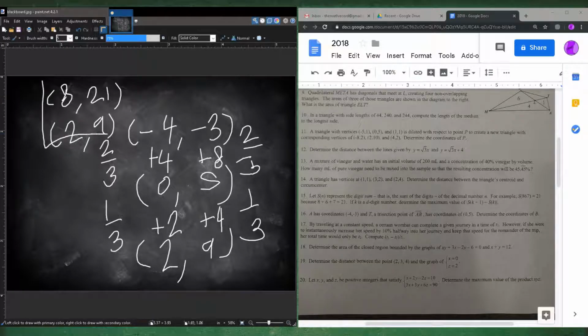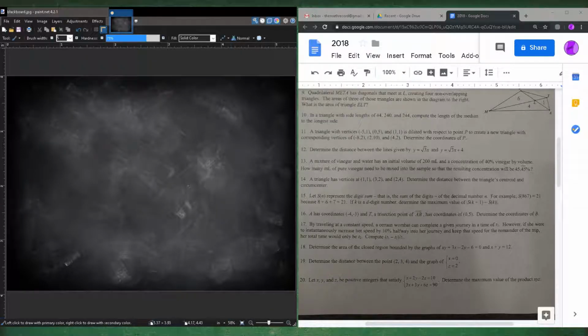So our answer is this and these two. So our answer is 8, 21 and 2, 9. You need both of these answers. Because on the question, when they said a trisection point, number 16, the T is a trisection point, they didn't specify which trisection point. Is it the 1/3 part or is that the 2/3 part? So you have to put in both because there's two possible answers.